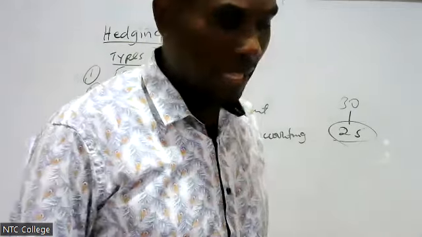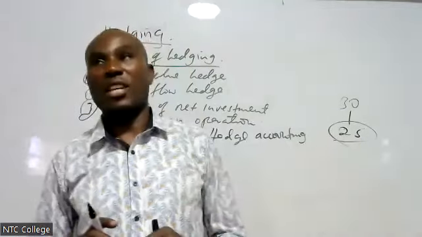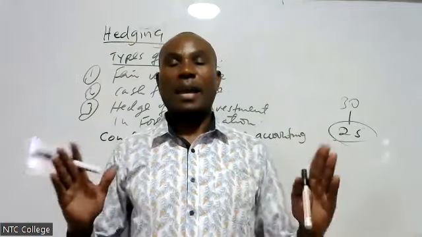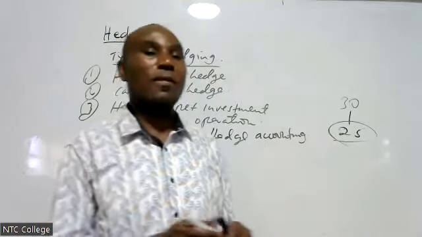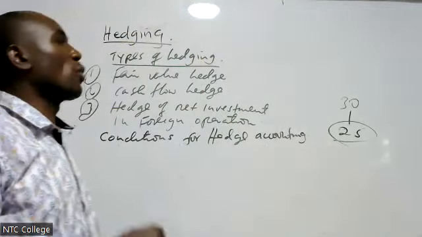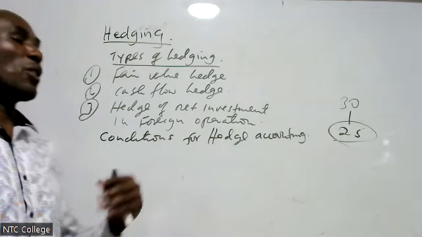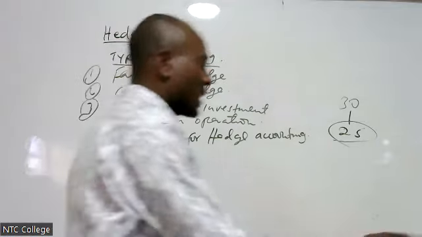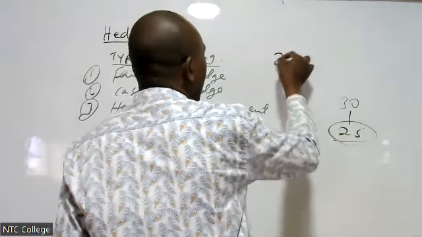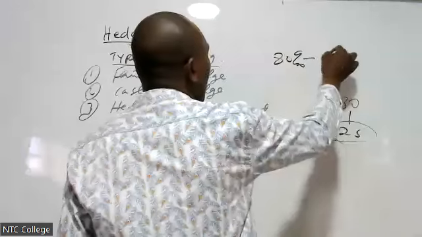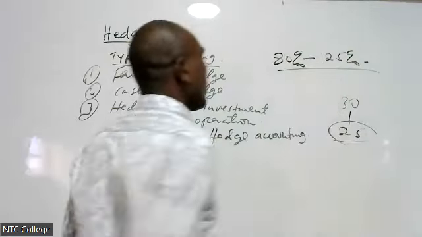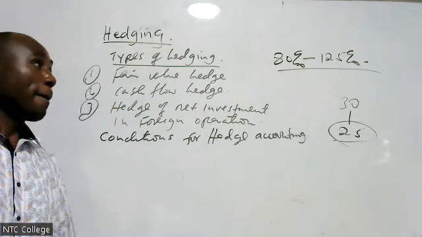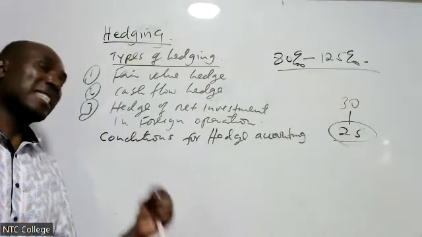Then number three is that the effectiveness of the hedge must be measured reliably. How do I measure the effectiveness of the hedge? There are two methods: the qualitative method and the quantitative method. In the quantitative method, we measure it between 80% and 125%. The effectiveness of the hedge will be measured between 80% and 125%. Therefore, we need to measure it reliably.